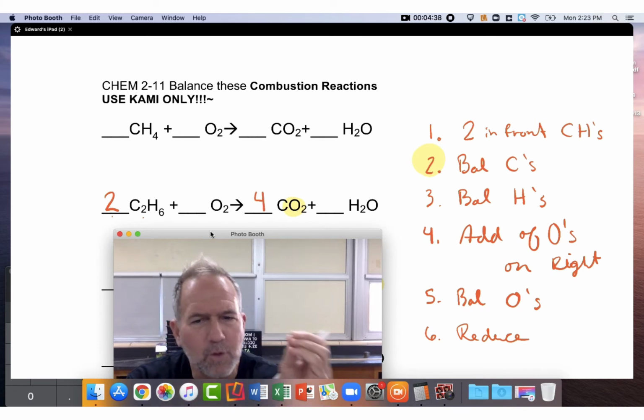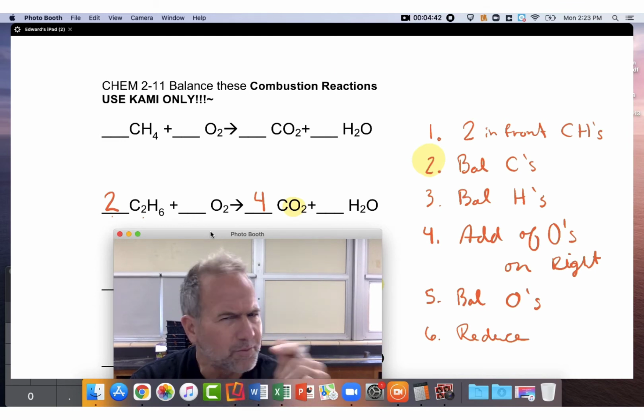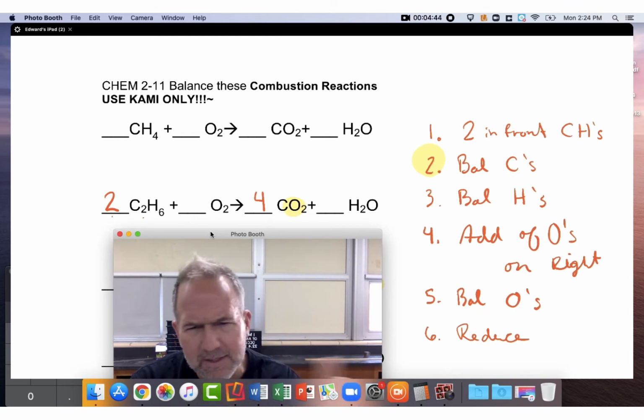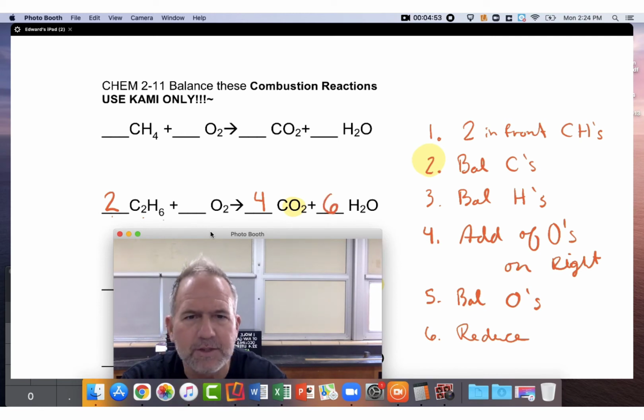All right, now, normally we go to the partner, but we're not doing it. We're staying away from those oxygens, because if we change O on one side, it's going to mess things up later. So let's do our H's. We have 2 times 6, which is 12. And 6 times 2 is 12.